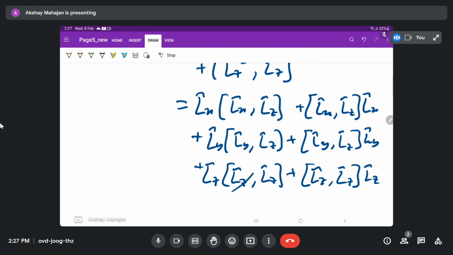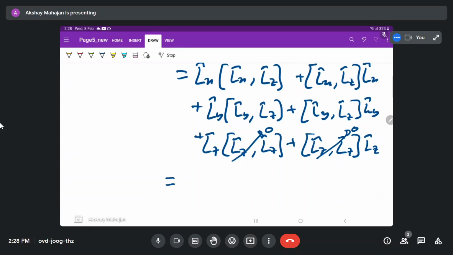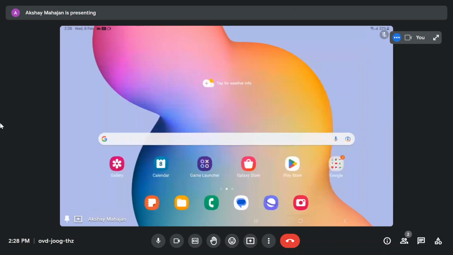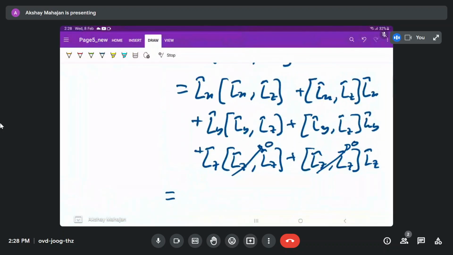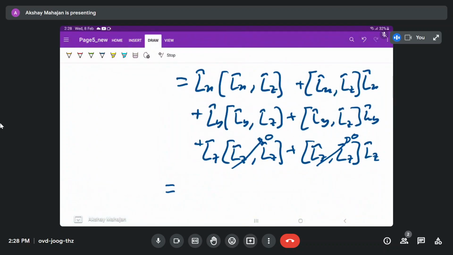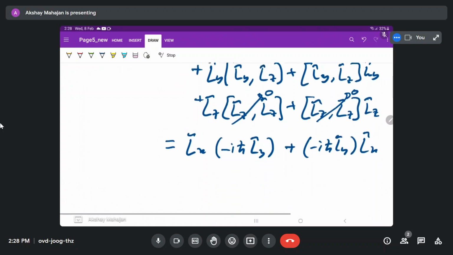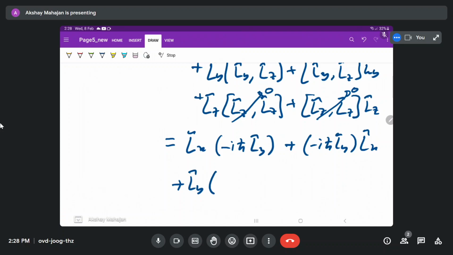Okay. Now we know that these two commutations will be 0. This commutation of angular momentum with itself will be 0. Sorry about that again. Okay. Now we have proved these identities. We have proved what these commutations are. So this [Lx, Lz] commutation will give you minus iota h cross Ly cap. Similarly, we get minus iota h cross Ly cap times Lx cap. Then you get Ly cap times [Ly, Lz], you get iota h cross Lx cap, and this will be iota h cross Lx cap times Ly cap.